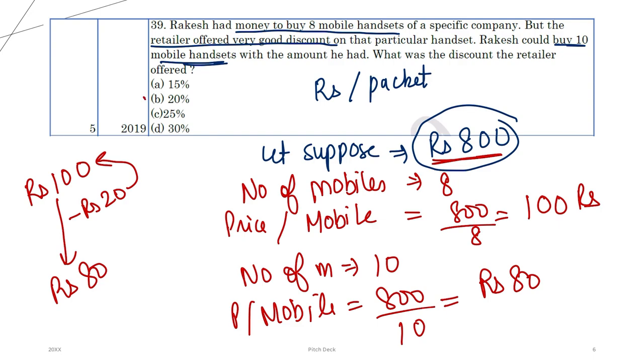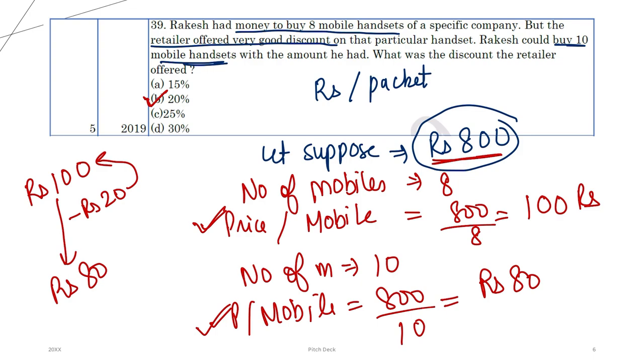We took an amount. You can take 800 rupees, you can take 400 rupees, whatever suits your calculation. I took 800 rupees. Then I calculated the price per mobile phone in both cases, and then compared and took out how much discount percent is being offered. Question number 5 is done.